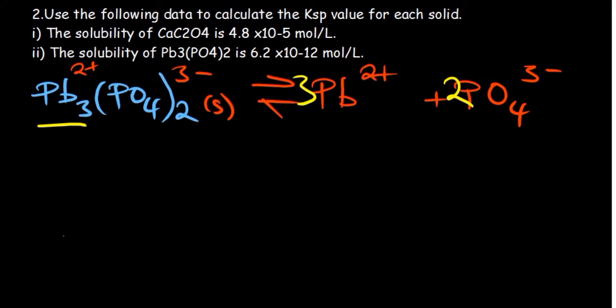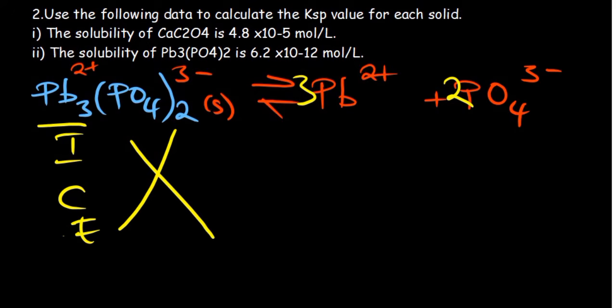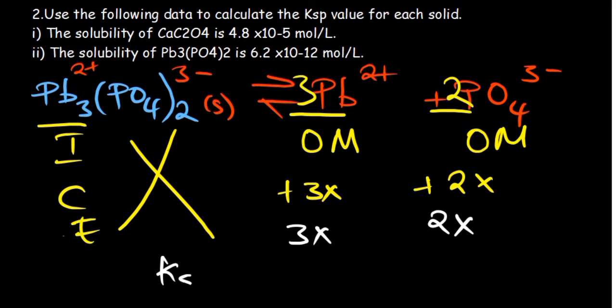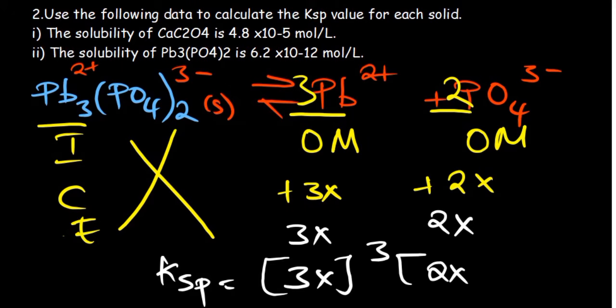So I'm going to use the ice table in this case so that you can now maybe get it in case you didn't get it from the first part. So solids do not appear in the KSP expression. We didn't have any initial concentrations according to the question. The changes were 3x, 2x. This is dependent on the coefficients that we have. Equilibrium concentration is going to be given as the addition of the initial and the change, 3x and 2x respectively. And of course the KSP expression is therefore going to be 3x raised to a stoichiometric coefficient, which is a 3, and then 2x, which should also be raised to a stoichiometric coefficient, which is a 2. So you have your KSP expression in terms of x.